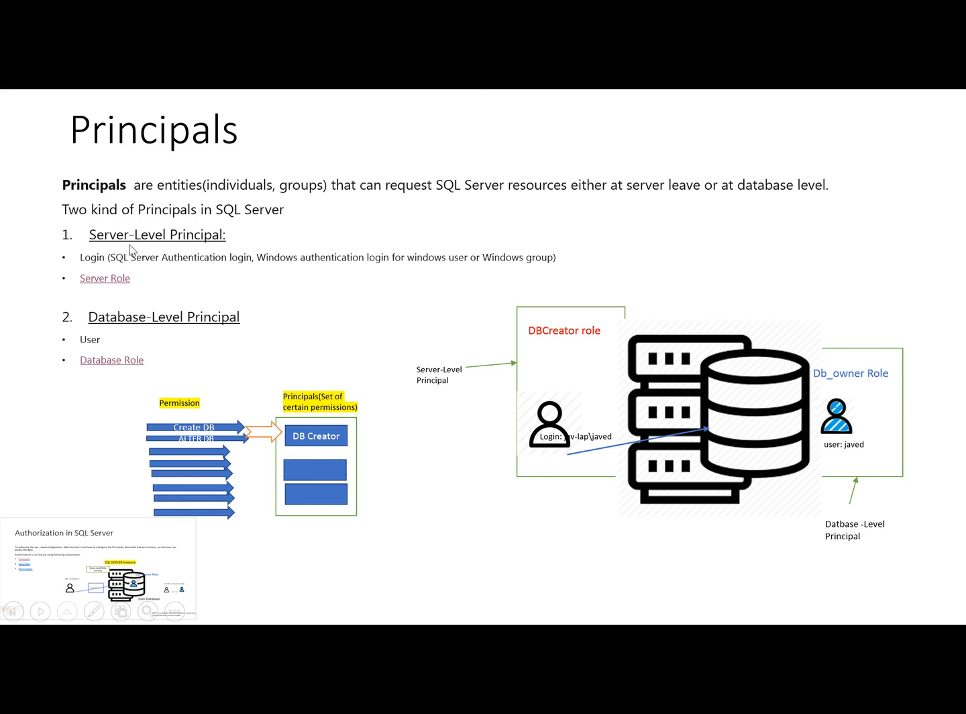So we have two kinds of principals: server level principal and database level principal. Now this user is the DB owner role. It's the owner of the DB. It can do anything in this database. So just like at the server level, on the database level we have different database roles.